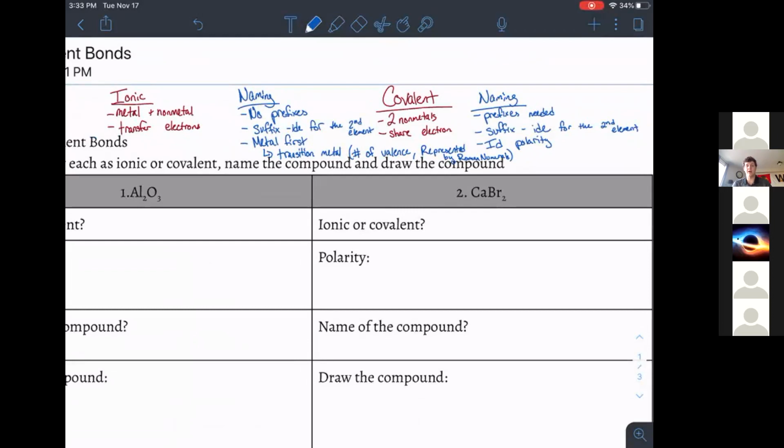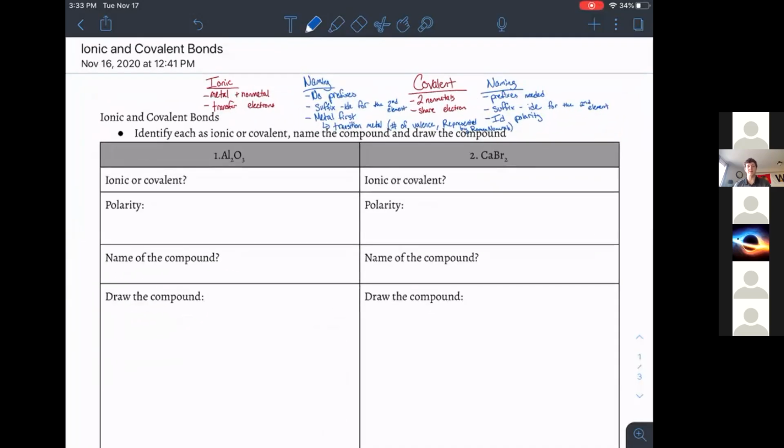Do you guys have any questions about any of it? All right, if you guys have no questions, then what you are doing today is finishing up this worksheet on ionic versus covalent bonds. You are doing all of it. Tomorrow you do have another formative on both ionic and covalent bonds with naming and drawing.